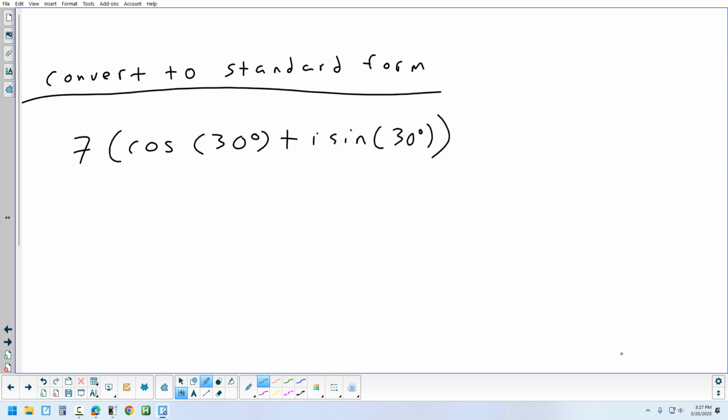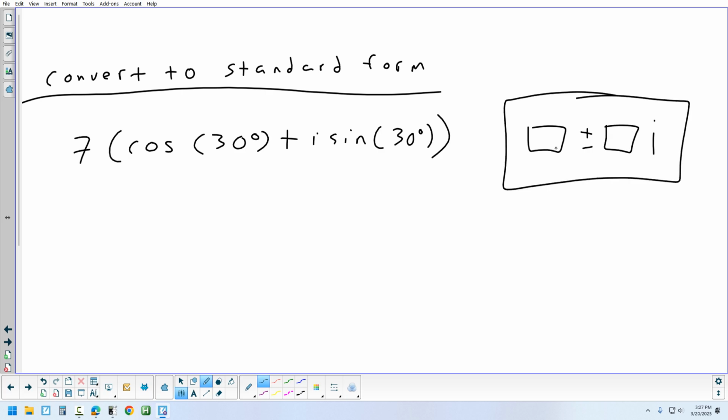All right, so let's look at this one. This one is the reverse of the problem we just did. They're giving us something in trig form, and we want to change it back to standard. When I'm done, I want to have something that looks like this. I need to know what goes in those two boxes. What's the calculation I'm going to do to figure out the number in that first box?